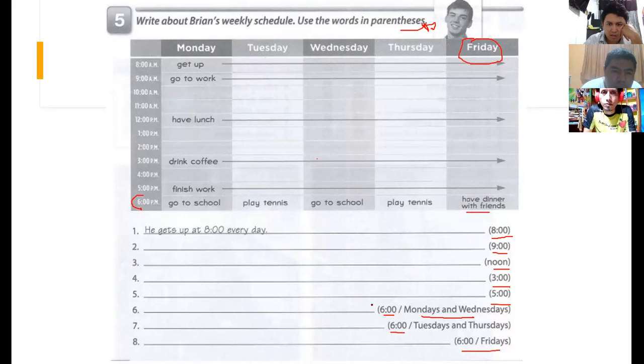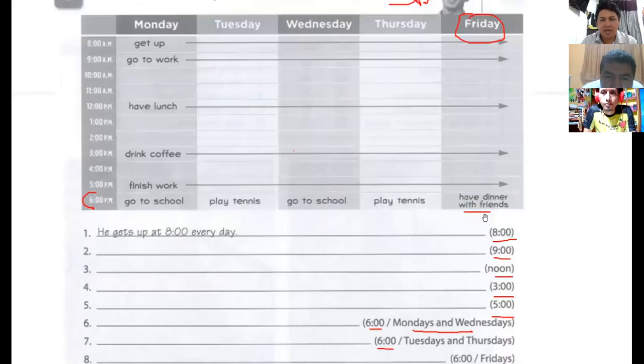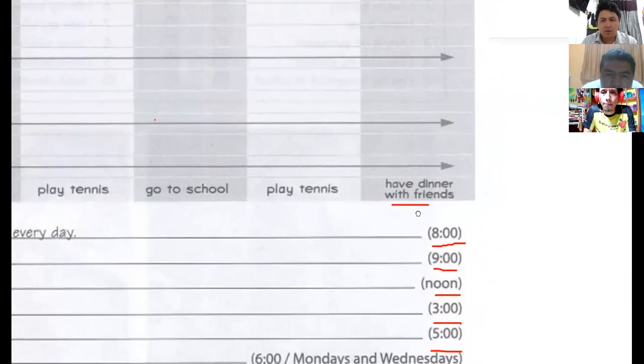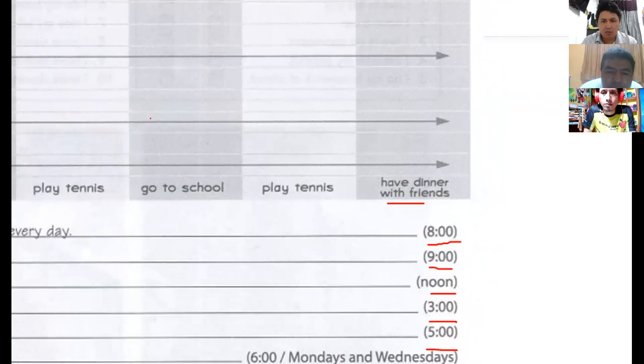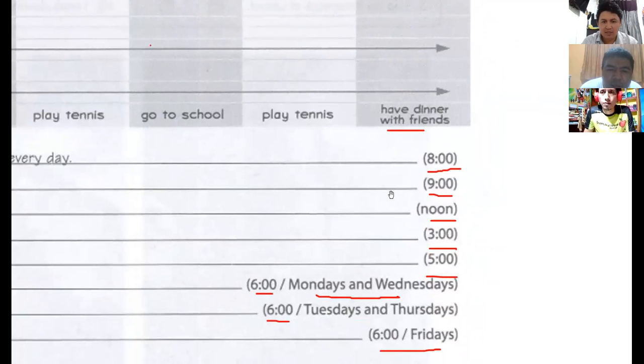So, you have to say, okay. Brian... Luego la acción. What's the action? Yeah, have dinner. But you have to conjugate. Have dinner. Tiene que conjugarlo. ¿Cómo dice comer en tercera persona? Has. Has dinner with friends. And then what time? At 6. Okay, when? On Fridays. Yes, like that. And then you put everything together.